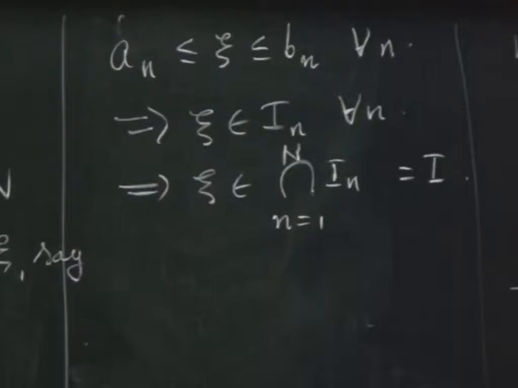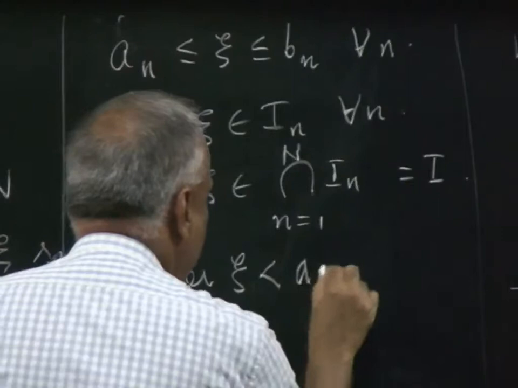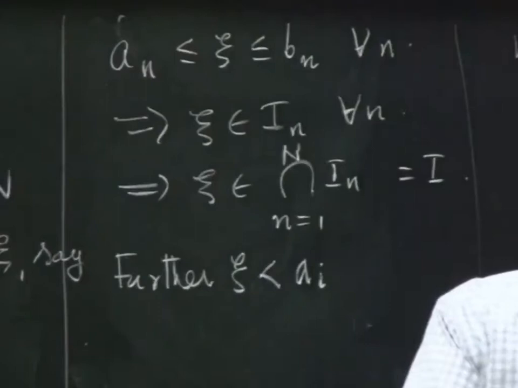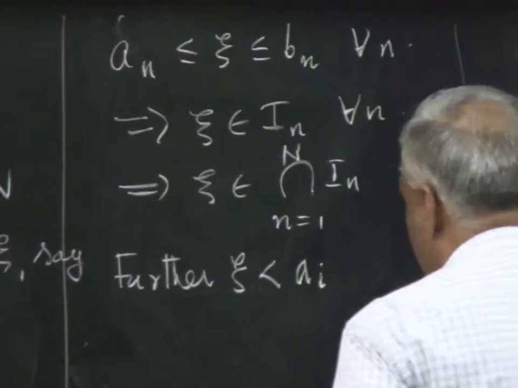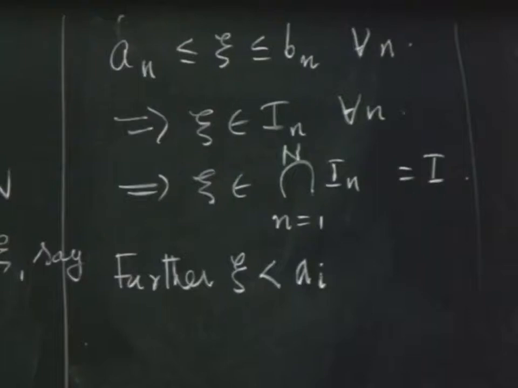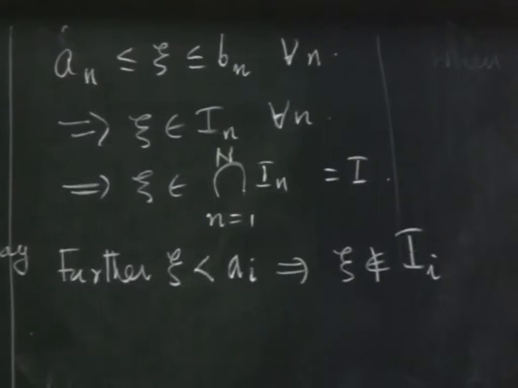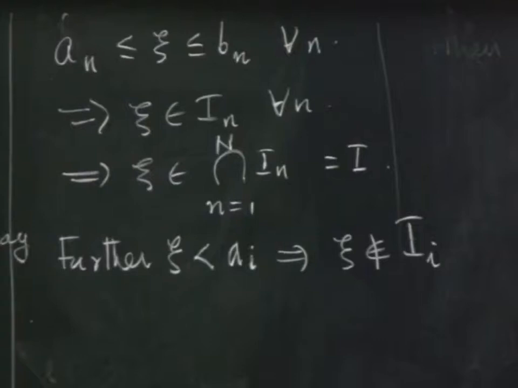which turns out to be the maximum of the left hand points and the minimum of the right hand points. Now, not only that, further, suppose some point is less than Ai. What does that tell? Certainly it does not belong to Ii, because that Ii is between Ai and Bi, and therefore the point cannot belong to Ii. If it does not belong to Ii, it cannot belong to the intersection, because it has to belong to every one of them to belong to the intersection.